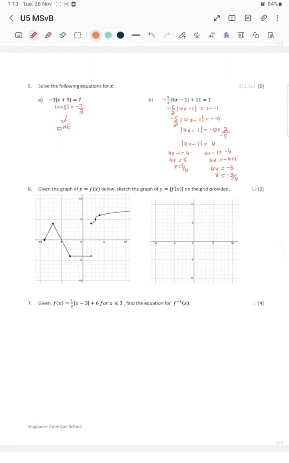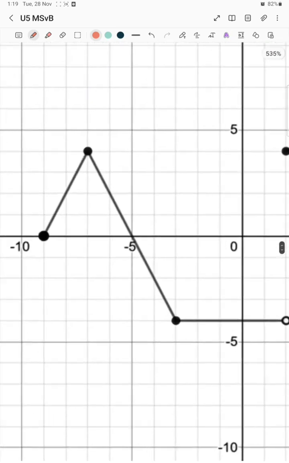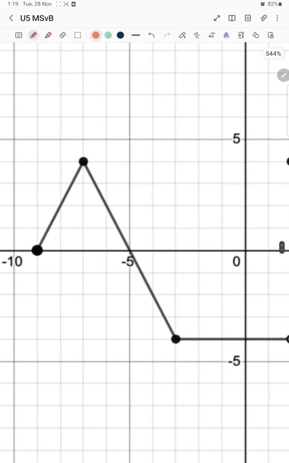Question number 6 is: given the graph y is equal to f of x sketched below. So again we have a similar question: given the graph y is equal to f of x, sketch the graph of y is equal to modulus f of x on the grid provided. So what we're going to do is write all the points over here and it's going to be very easy.